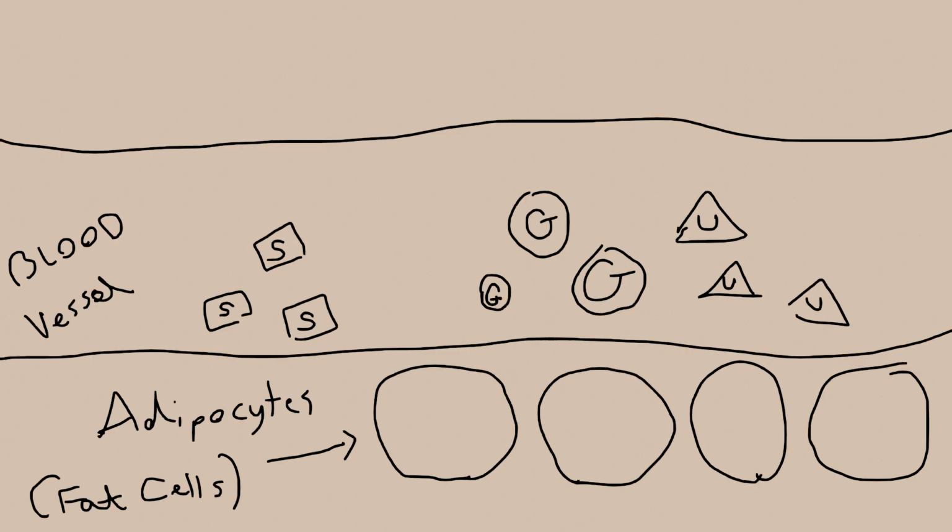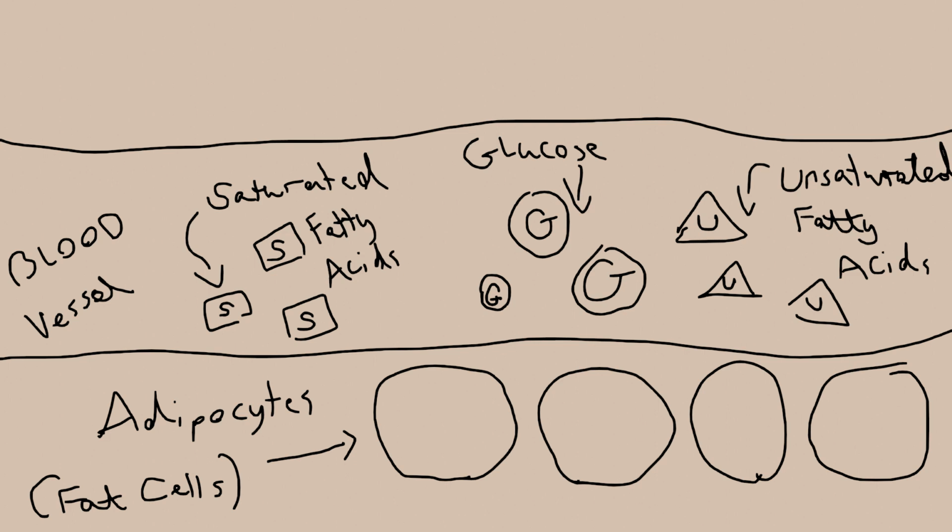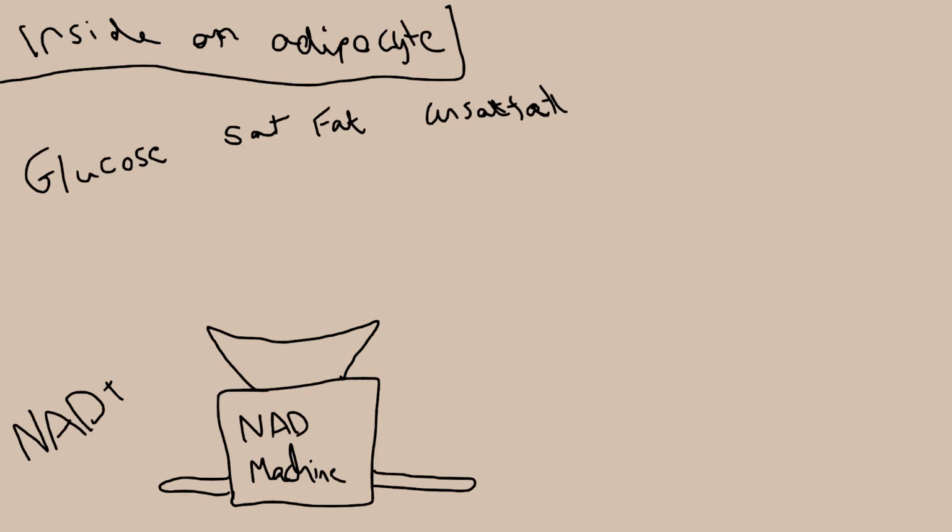Once the food you eat is broken down into glucose and free fatty acids, it enters the bloodstream where it can be taken up by adipocytes, also known as fat cells. Once inside the fat cells, the glucose, saturated, and unsaturated fatty acids start the process of getting turned into energy. One of the steps is going through what we will call the NAD machine.